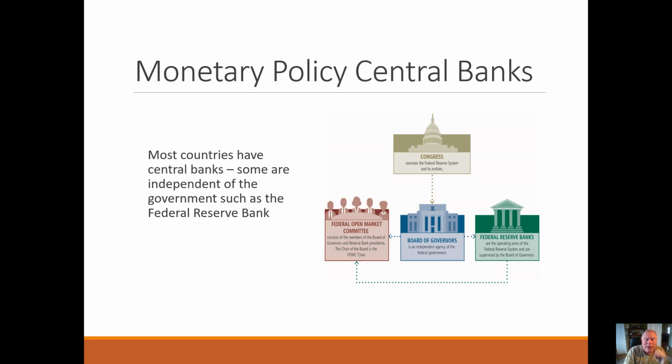Now let's look at monetary policy. Every country has a central bank. Some are independent, some are part of the government. In the U.S., Congress oversees the Federal Reserve System, and that consists of a board of governors who govern it, the Federal Open Market Committee, which is members of the board of governors and Reserve Bank presidents, the chair, and they're making policy decisions. Then there are individual Federal Reserve banks spread around the country, and that's the operating arm.